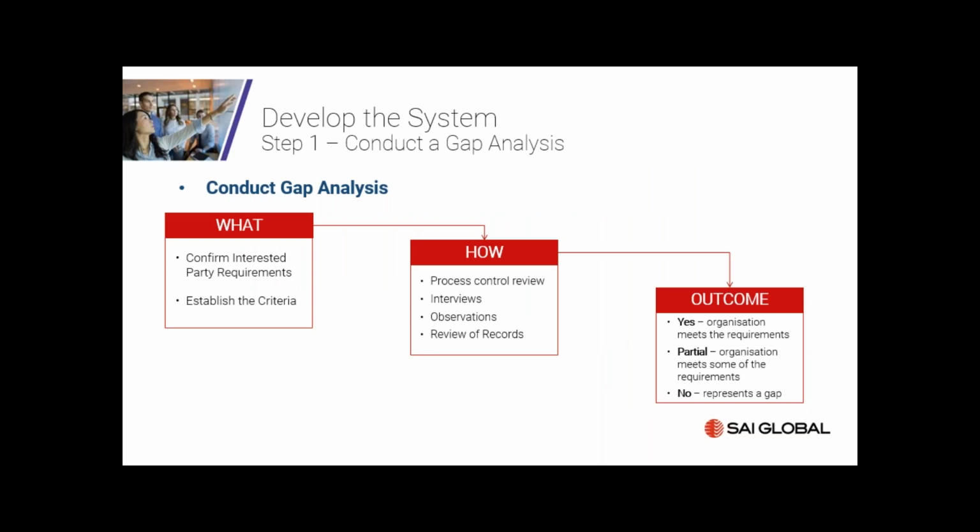Conducting a gap analysis requires using context of an organisation, the scheme rule, there's that word again, and applicable regulation. So it's knowing what we need, and that's confirming the requirements of the interested parties, establishing the criteria. The second part is reviewing existing business operations and processes, finding out how we currently do what we do, and review, interview, observe, and have a look at process controls. Finally, the outcome is evaluating the results and determining the action needed. Are we compliant? If not, what's missing or what needs updating?